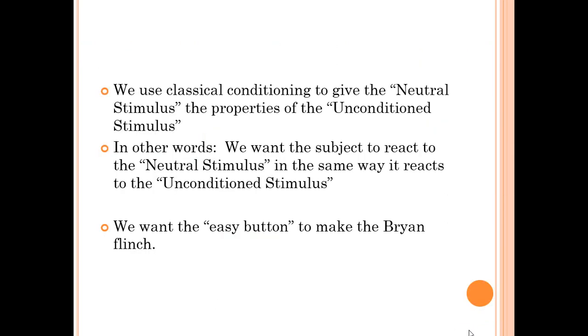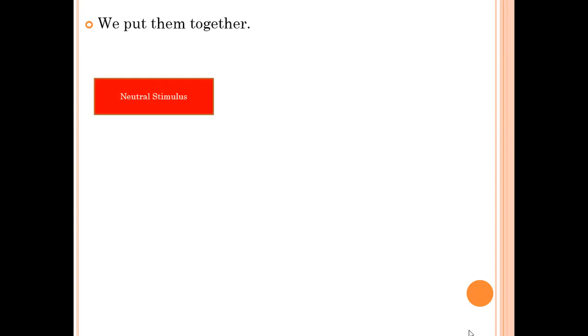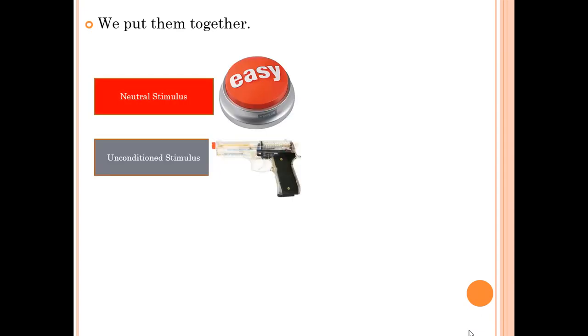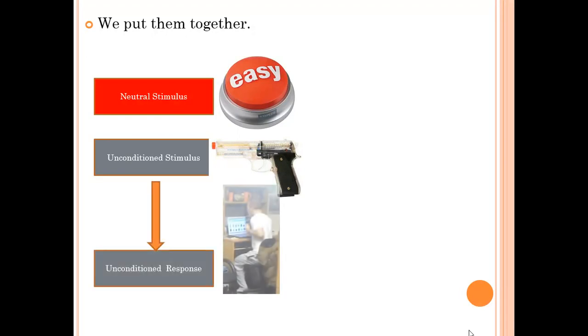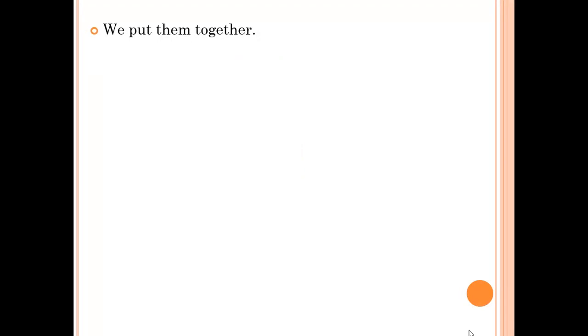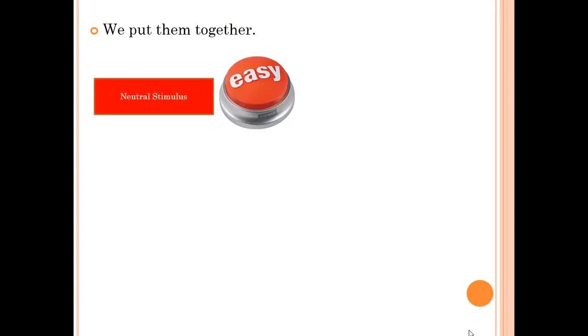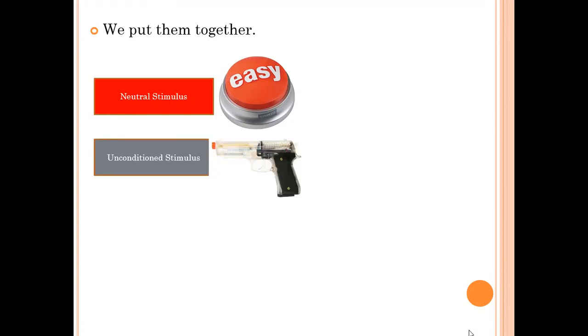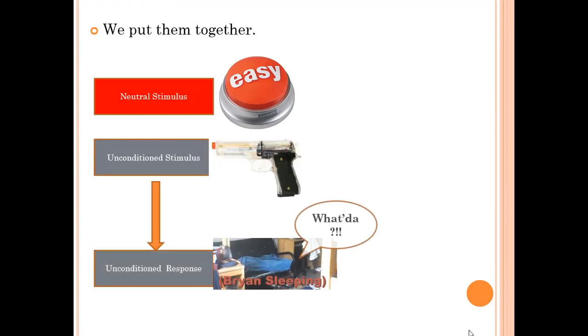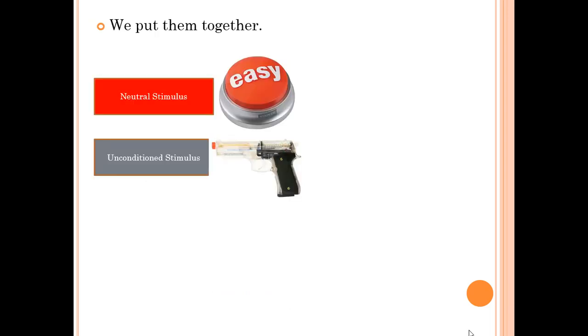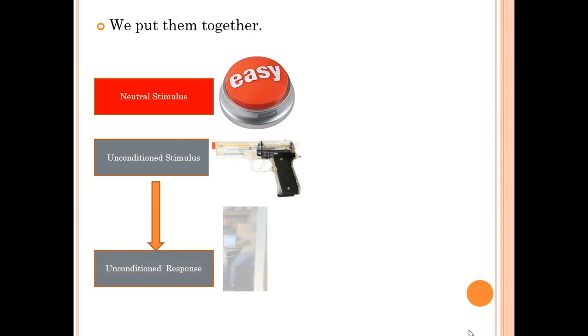So what does he do? He puts them together. And so he hits the easy button. "That was easy." And then he shoots Brian, and Brian flinches. And again, you can't just do that once. You have to do it over and over and over again. So Dave hits the easy button, shoots Brian, and Brian flinches. And then again, he does it a couple more times. Easy button, shoots Brian, Brian flinches.